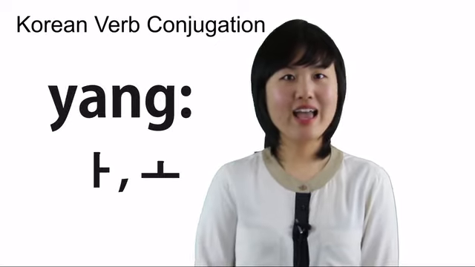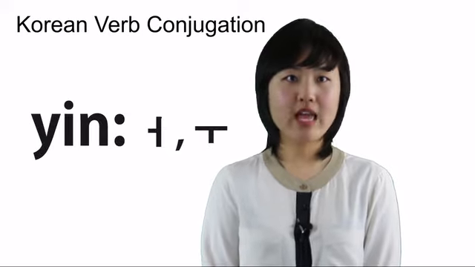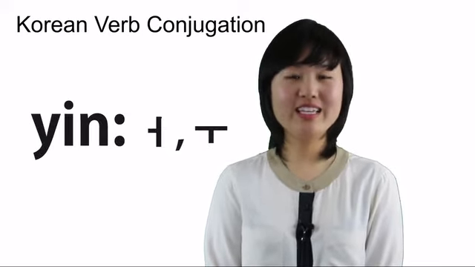Therefore, a and o are considered to be yang, and o and u are considered to be yin. In fact, phonetically, a and o are bright sounds, while o and u have dark sounds. Remember, a and o are yang sounds, and o and u are yin sounds, as this yin-yang theory will always be applied when we conjugate the verbs later on. To summarize this, let's practice the Korean vowels together.